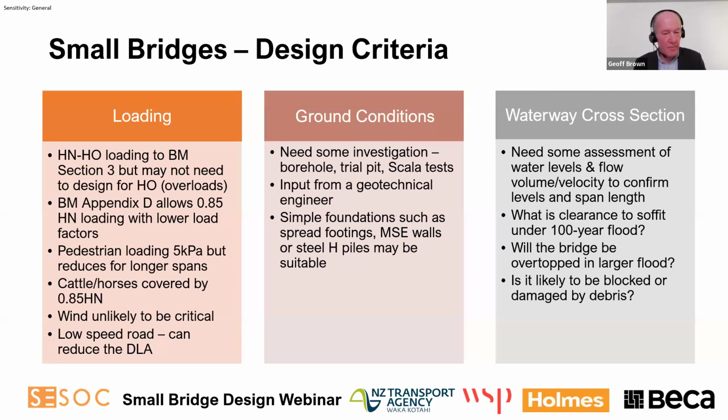If we use Bridge Manual Appendix D for rural bridges, we can actually use 0.85 of HN loading, and we can apply lower load factors for those bridges. Pedestrian loading would normally be 5 kPa, but that reduces if you've got longer spans. Cattle, horses would be covered easily by the 0.85 HN loading. Wind is unlikely to be critical, and with a lower design speed, we can reduce the dynamic load allowance.